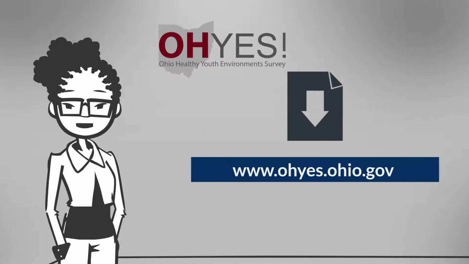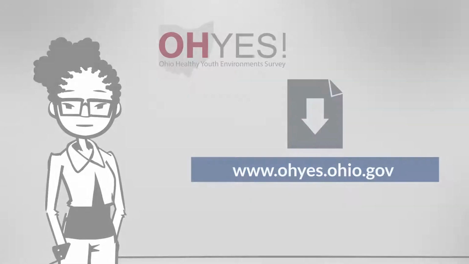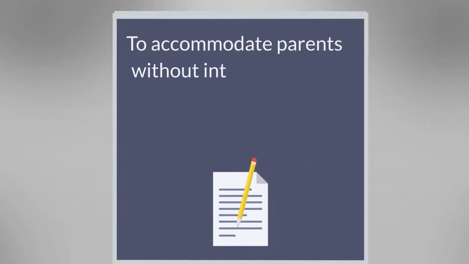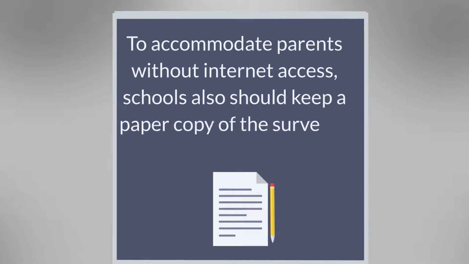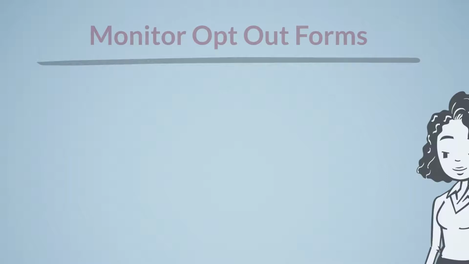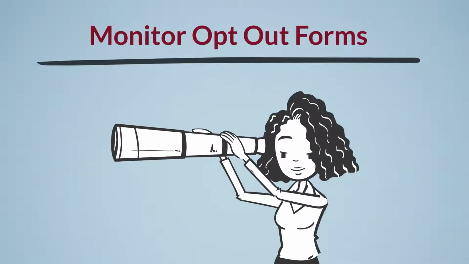You can download a copy of the survey from the OHYES website and then post the survey on the school or district website. To accommodate parents without internet access, schools also should keep a paper copy of the survey in the office.